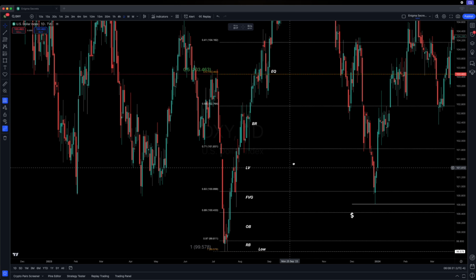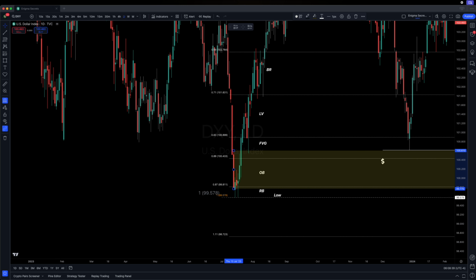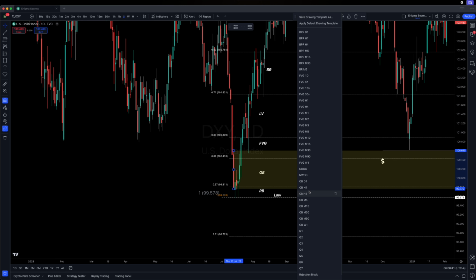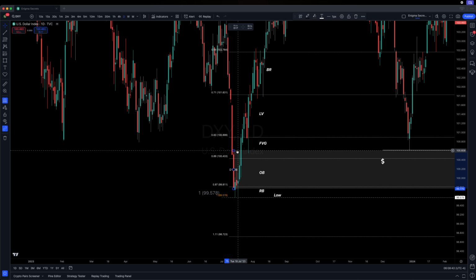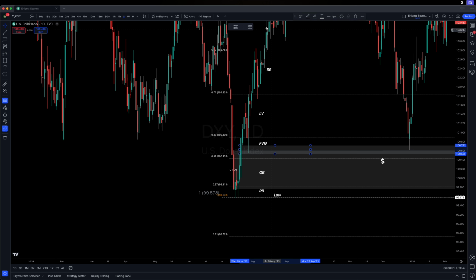Look at this price action. The order block should form here. There is your daily order block. The fair value gap should form in the fair value gap partition. There is your fair value gap.